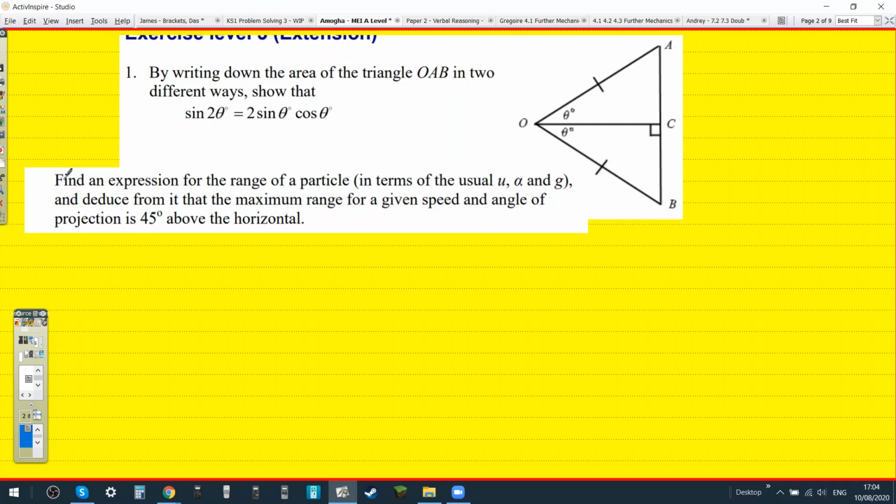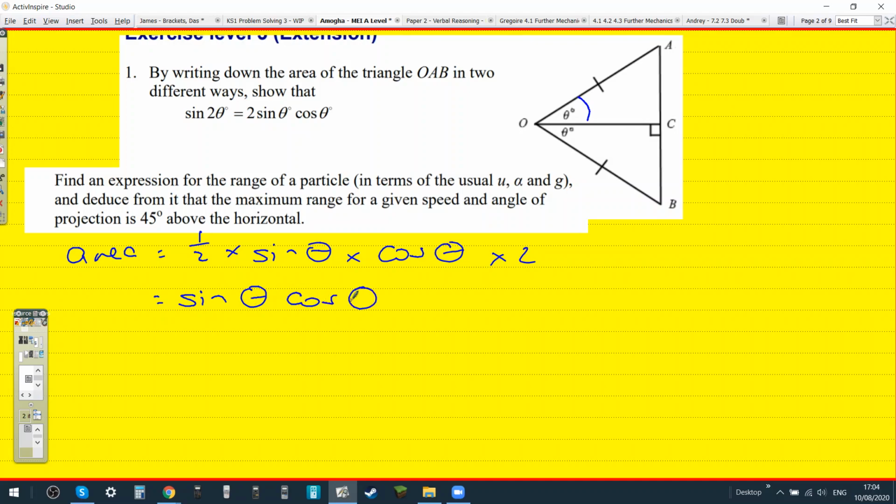Because for one triangle it would be half times sine theta times cos theta, but then you have to times it by 2, so it would just be sine theta cos theta. Yep, a half times sine theta times cos theta times 2 for the total thing. So that's sine theta cos theta, like a half times base times side. How else could you? Half AB sine C.